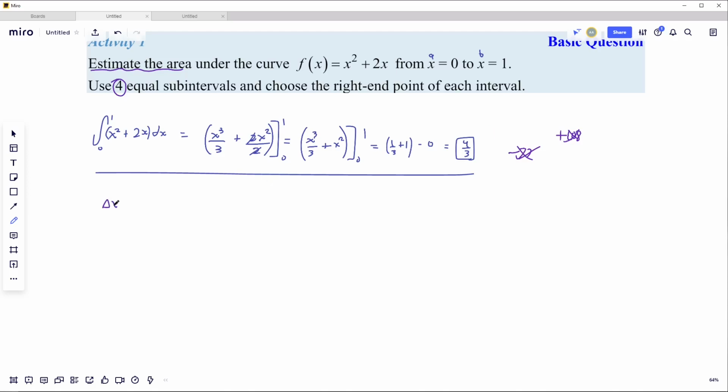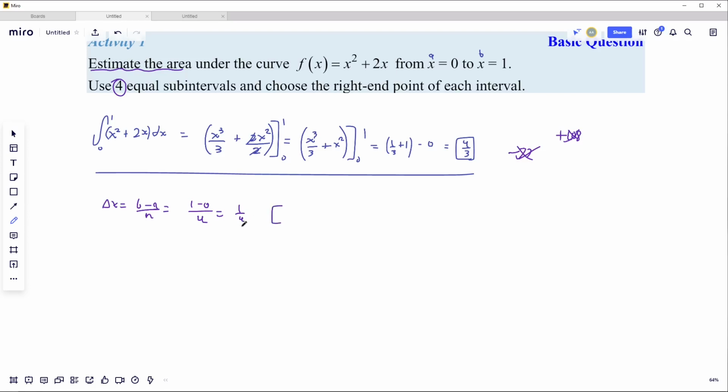The very first step is to find delta x. So b minus a over n. B is 1, a is 0, and n is 4. So 1 minus 0 over 4 gives you 1 over 4, the length of the interval.